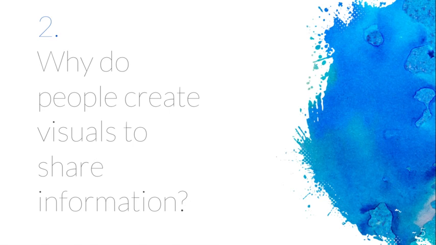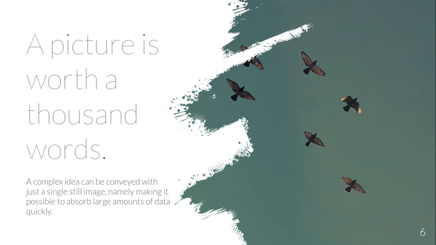So, why do people create visuals to share information? That saying a picture is worth 1,000 words really answers this question. A complex idea can be conveyed with just a single still image, namely making it possible to absorb large amounts of data quickly. We live in a visual world. Every day we see thousands of pictures and images all across our phones, across our computers. We share information visually. Instagram is popular because you just look at a bunch of pictures. The caption is there, but depending on how many words are in the caption, you may or may not just skip on by.